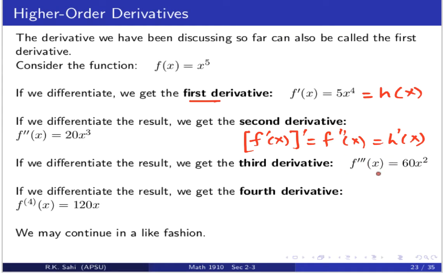Then we take the derivative of this function. Now when you take the fourth derivative, the convention is to write it in this form: f, and you put the 4 in parentheses, and you get 120x. And as you see, you continue down.